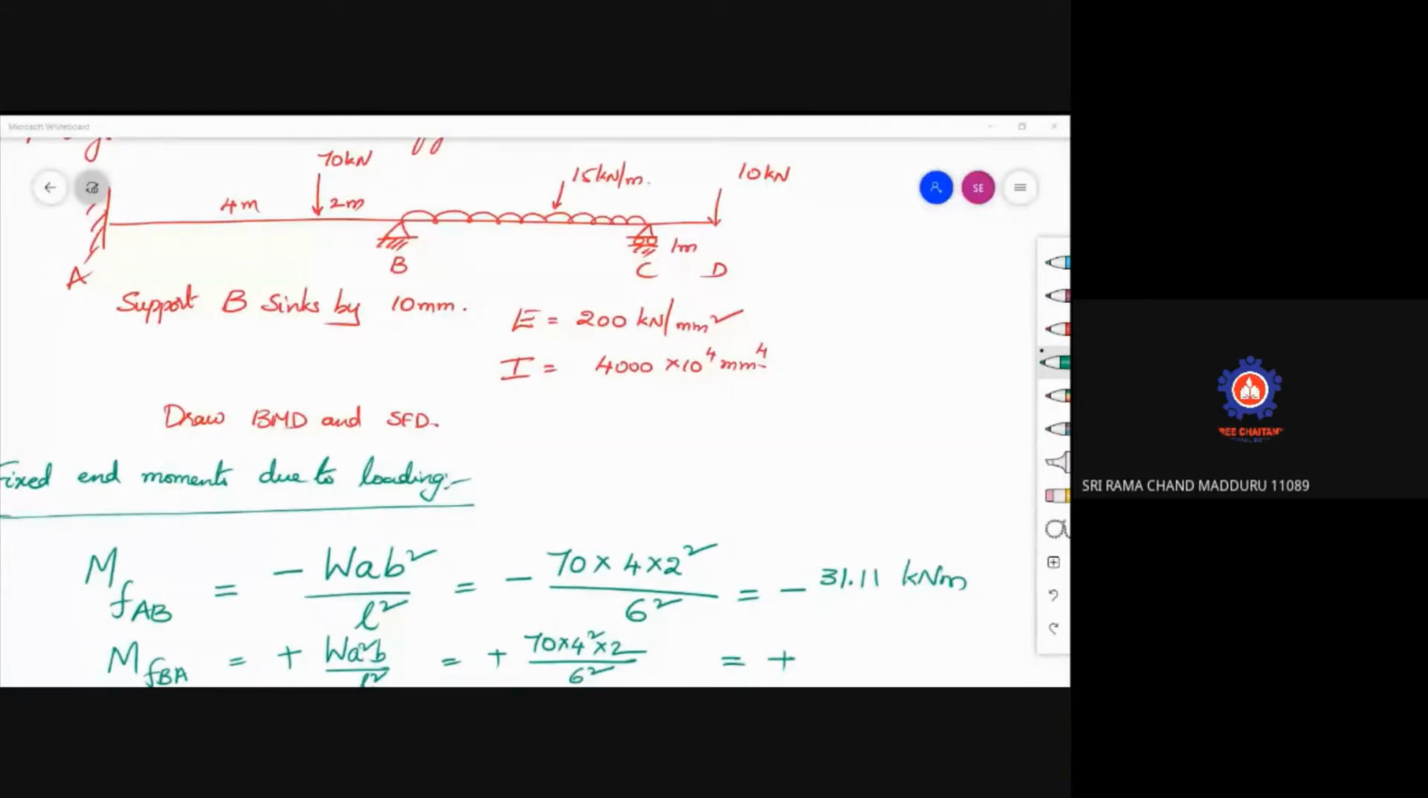BC length is not mentioned. Okay, I will mention the BC length also. This is 4 meters. BC length is 4 meters.